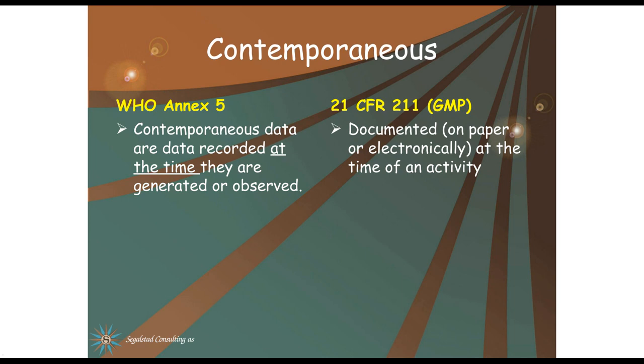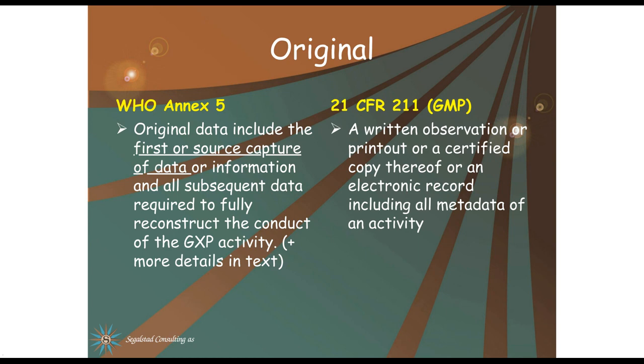Now we get to the C. It's for contemporaneous, which means at the same time. And that is exactly how WHO explains it. Contemporaneous data are data recorded at the time they are generated or observed. And GMP states that documented on paper or electronically at the time of an activity. Both of them agree. This means that it shall be documented while you're working on it and not later.